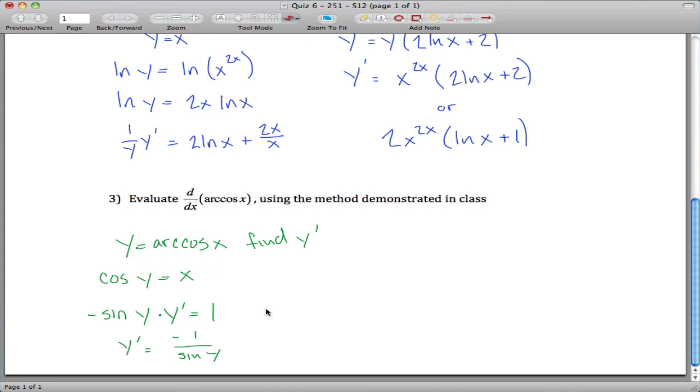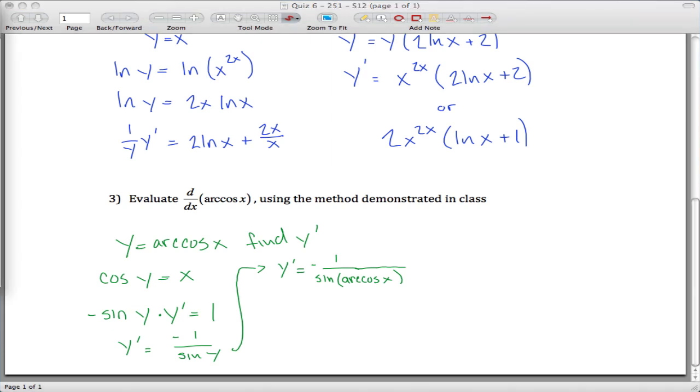y is arc cosine of x. So from here, what we can say is y prime is equal to negative 1 over the sine of arc cosine of x. Which is good. At least now we don't have y's in our answer, they're just x's. But this is something you can simplify. This is a Math 112 problem. Tricky one in my opinion, but again, if you're really good at Math 112, maybe this isn't too bad for you.